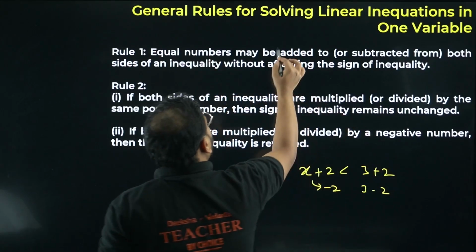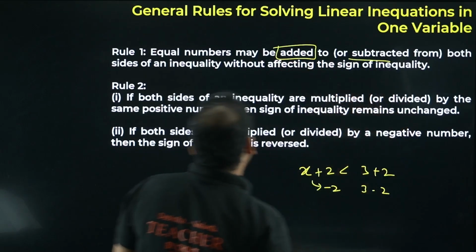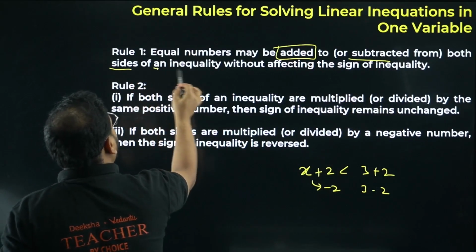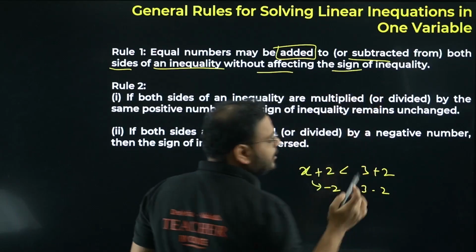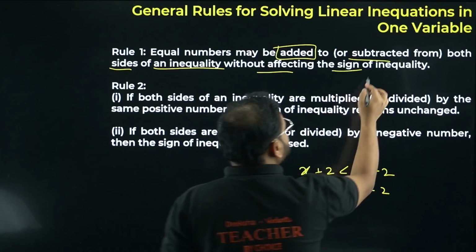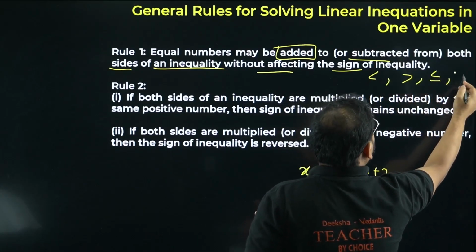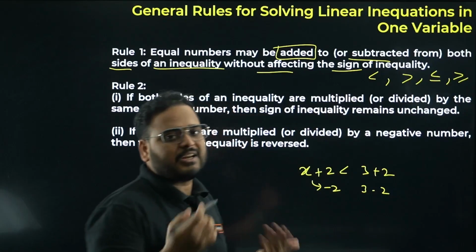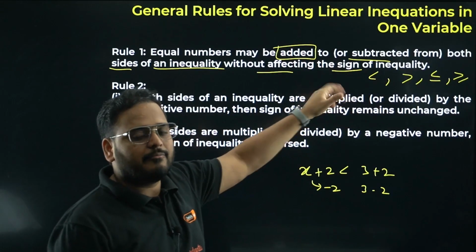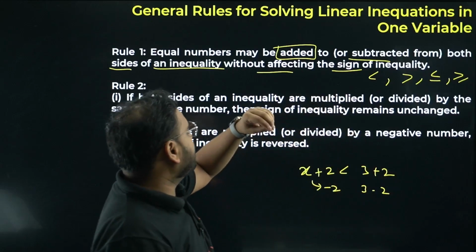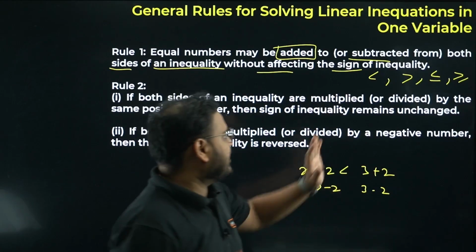Very important: the same number added to or subtracted from both sides of an inequality does not affect the sign of the inequality. Sign of the inequality means the less than sign, greater than sign, less than or equal to sign, or greater than or equal to sign. So if you are adding, whether it is a positive or negative value, there is no change in the sign of the inequality.